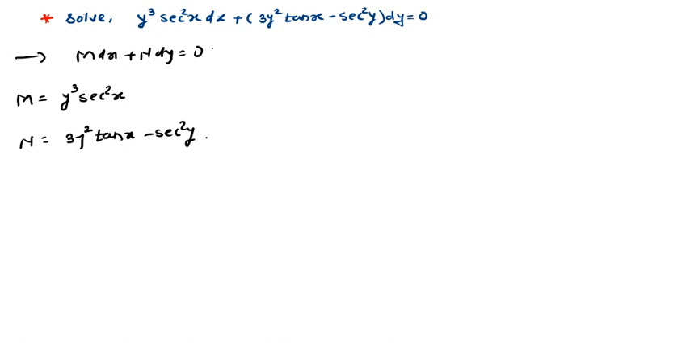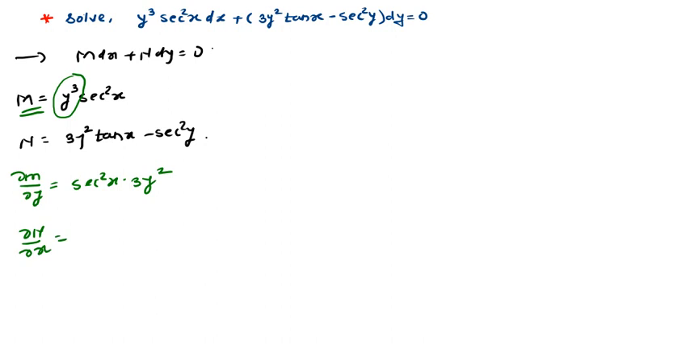So again we will check the value for ∂M/∂y, that means differentiate this M with respect to y. Obviously sec square x will be constant, and the derivative of y cube is 3y square. Also we will see the value for ∂N/∂x.